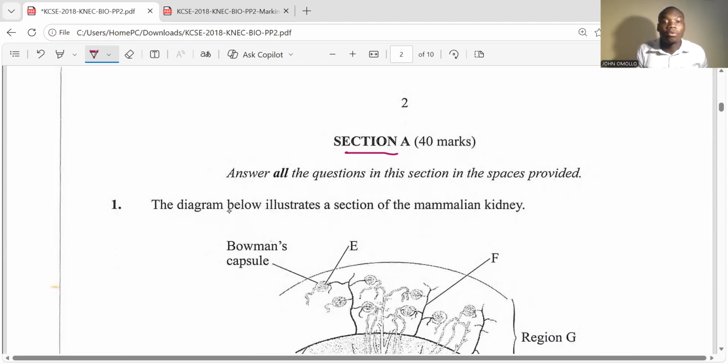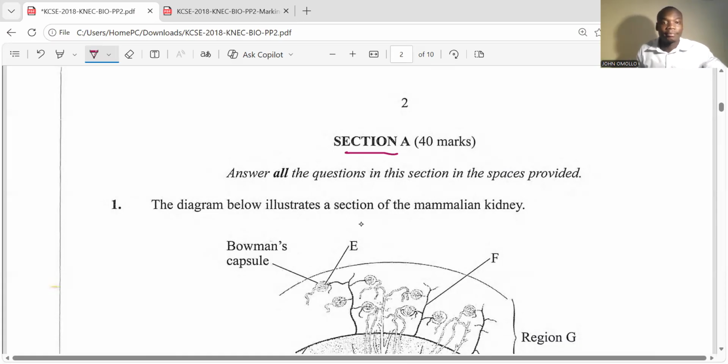As for now, I'm only going to talk about question 1 and question 2. Next day, we will dive more into questions 3 and 4 until we finish this 2018 paper 2 biology. So stay tuned. Kindly revise these papers. They are very, very important because some of these questions are being repeated.